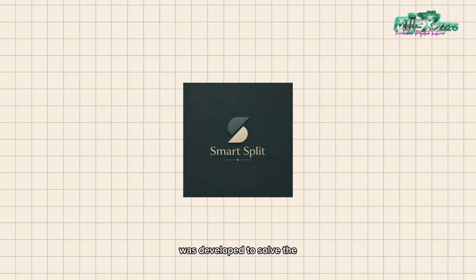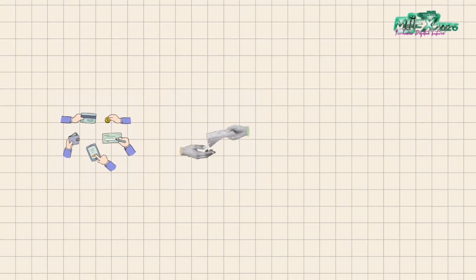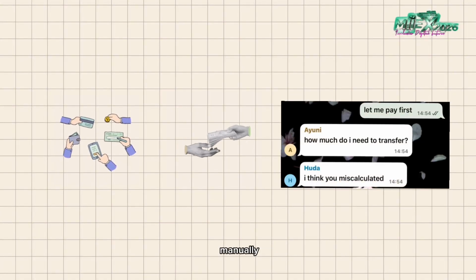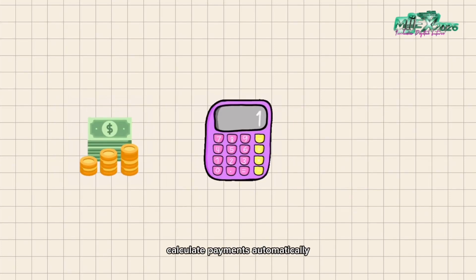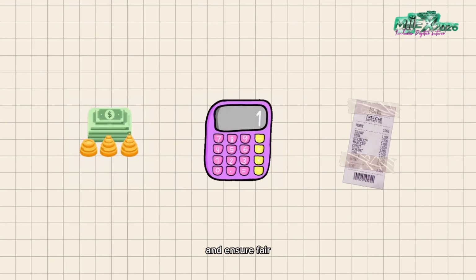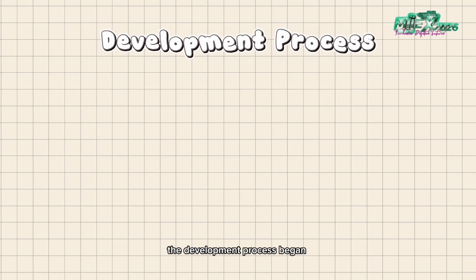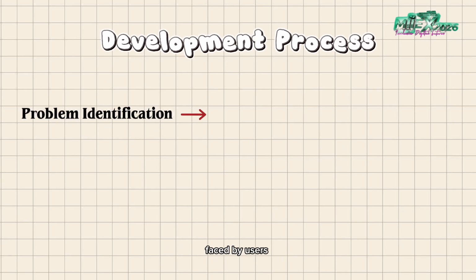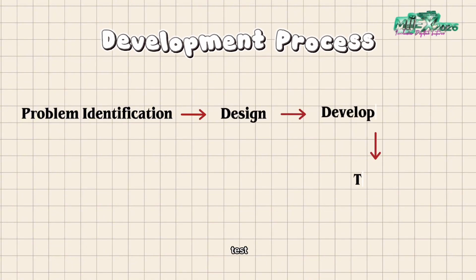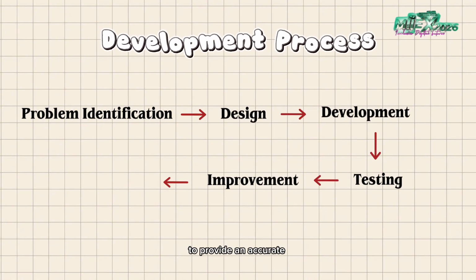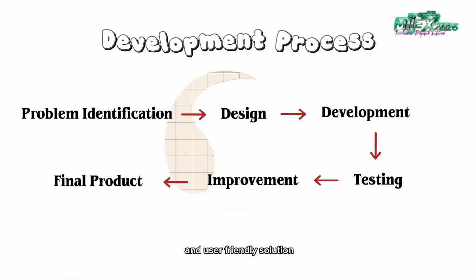Smart Split was developed to solve the common problem of managing and splitting group expenses manually. The application helps users record shared expenses, calculate payments automatically, and ensure fair and transparent bill splitting among group members. The development process began by identifying issues faced by users when managing shared expenses. The application was then designed, developed, tested, and improved to provide an accurate and user-friendly solution.